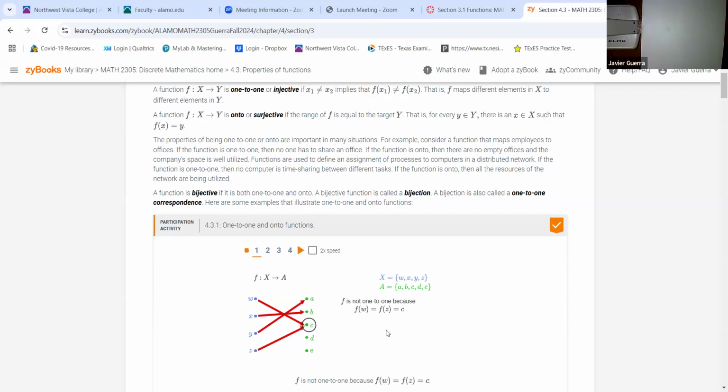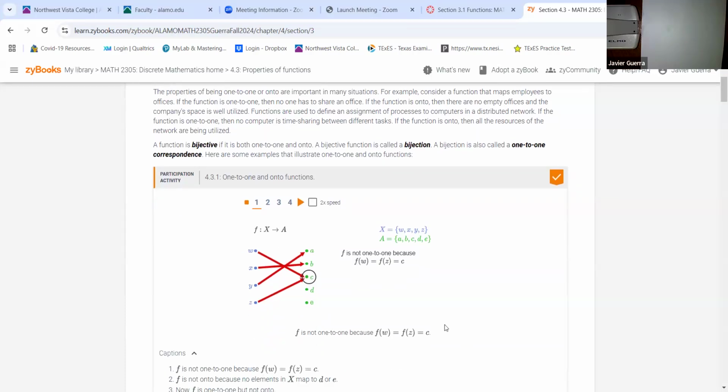Wait a minute, it's not. F is not one-to-one because, oh, look at that. It looks like W and Z get mapped to the same value. So it is not one-to-one, right? Each of these domain values must match to a different target value. So that is not one-to-one.